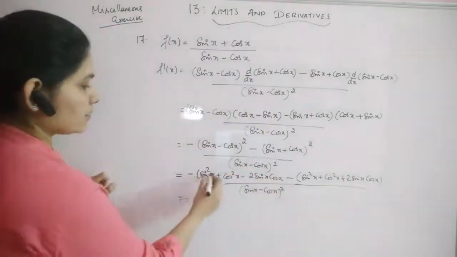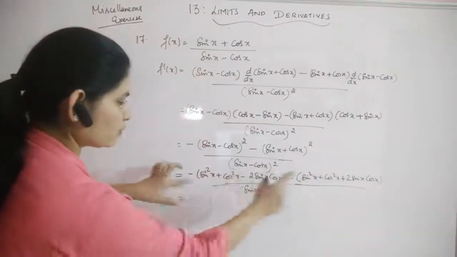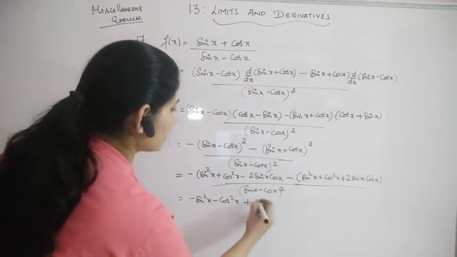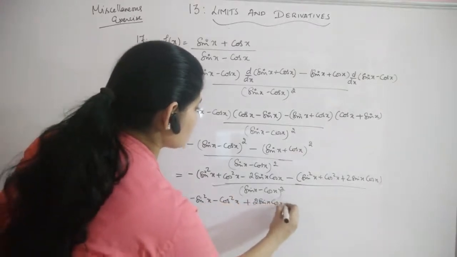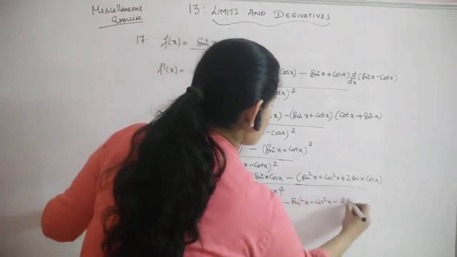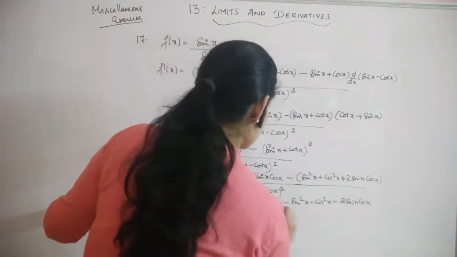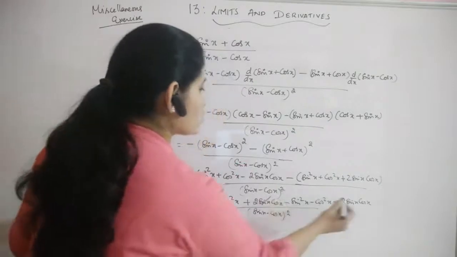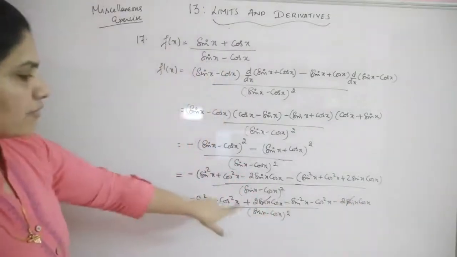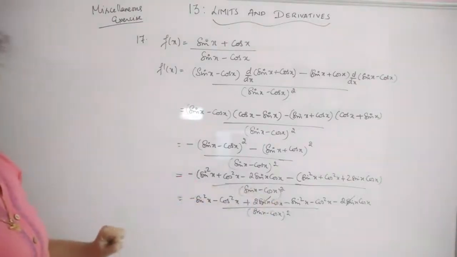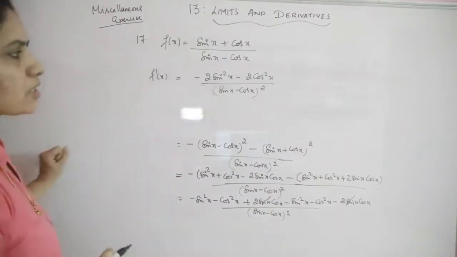So that here if I take the negative sign for both the terms, what I'll get, minus sin square x minus cos square x, this will become plus 2 sin x cos x minus sin square x minus cos square x minus 2 sin x cos x divided by sin x minus cos x the whole square. So that these two terms get cancelled, and here you have twice of each term, that is minus 2 sin square x, and the other one also minus 2 cos square x.